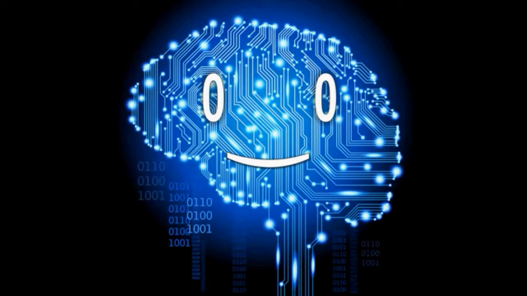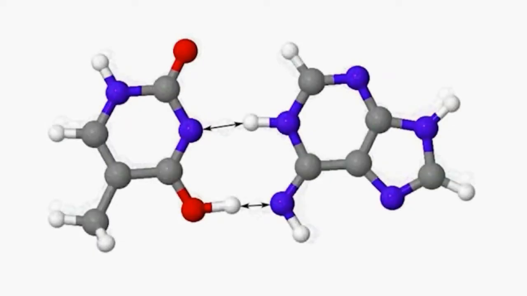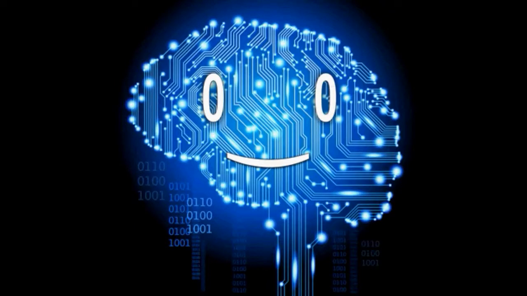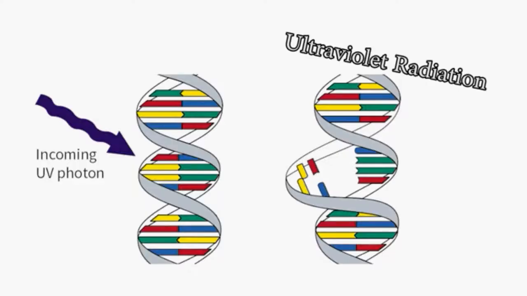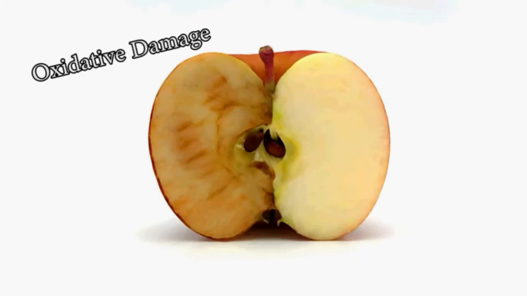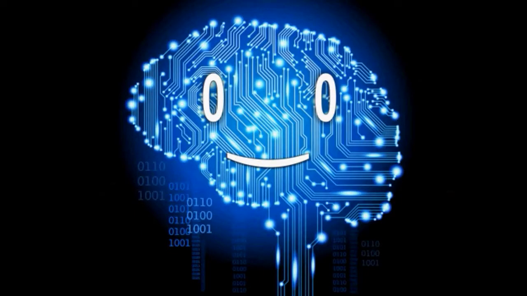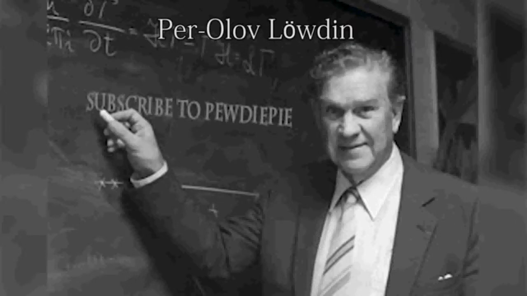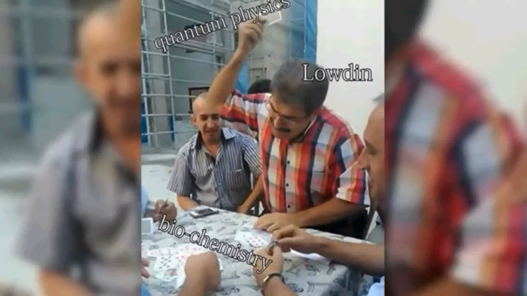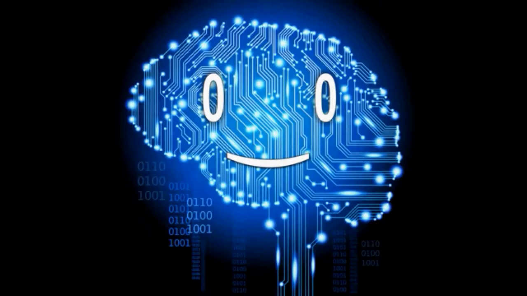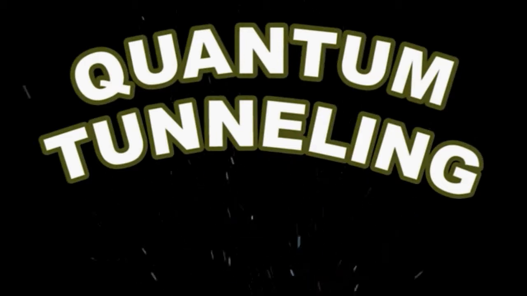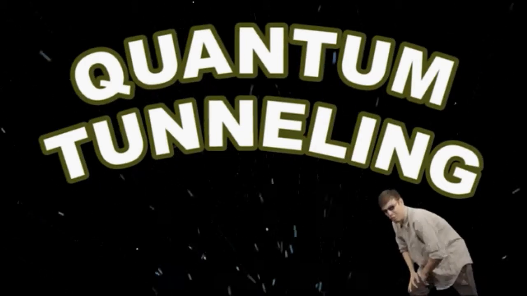However, this transfer of a hydrogen atom from one place to another requires a lot of energy and cannot be explained by well-known mutation models such as ultraviolet radiation, oxidative damage, or this thing. Then the Swedish physicist Per-Olof Lodin came and presented his quantum model of mutations in biochemistry. He suggested that this transition is made possible due to quantum tunneling. Bet you didn't see that one coming, huh?